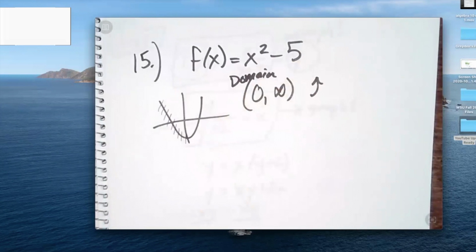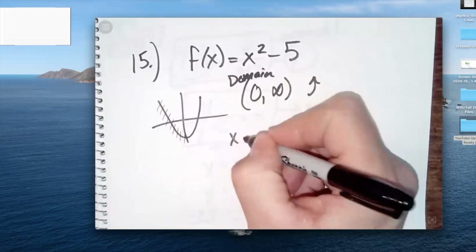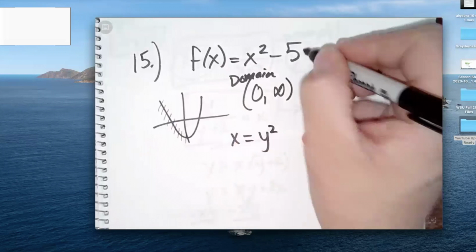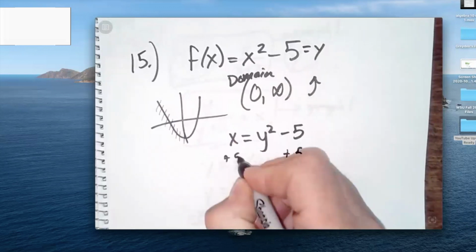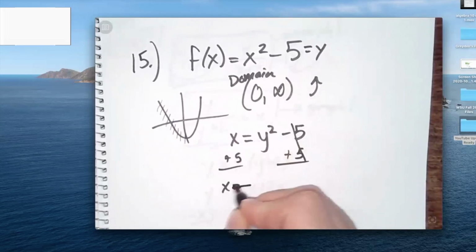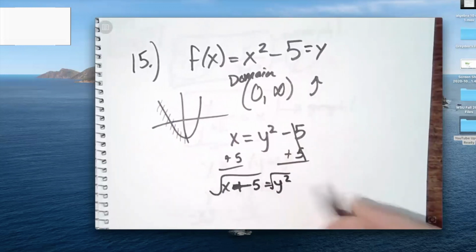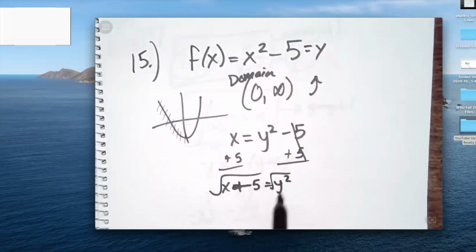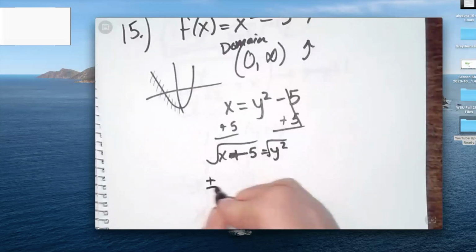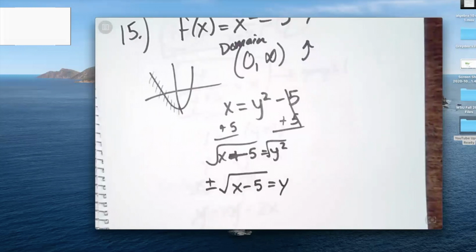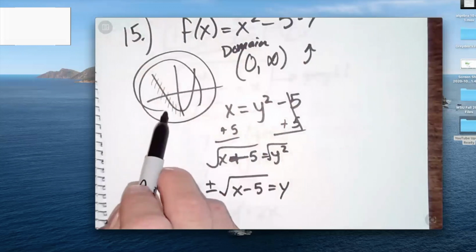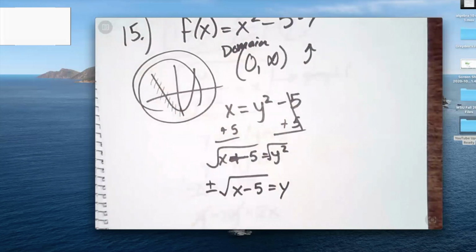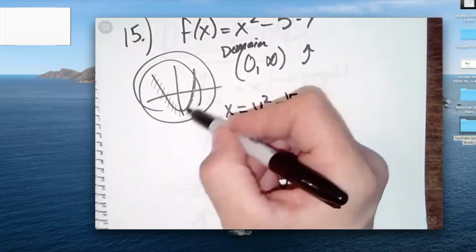And the second part says, well, let's find the inverse. So the inverse would be: switch x and y. Remember, f of x is y. And then solve for y. Now, because this is an equation and we're square rooting both sides, there's technically 2 answers. However, there's not 2 answers because of what we did right here. We're restricting the domain. So we're not looking at negative x values, which means that we're only looking for y values that are going to be positive.